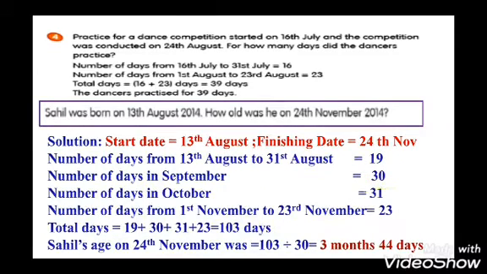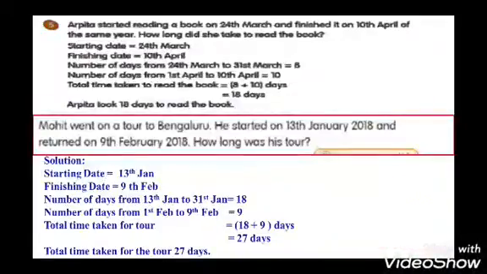The number of days in October is 31, because we are counting from August to November. And the number of days from 1st November to 23rd November is 23. So we add all the days and the total is 103 days. So Sahil's age on 24th November was 103 divided by 30, because 1 month has 30 days. So the age of Sahil is 3 months 44 days on 24th November.